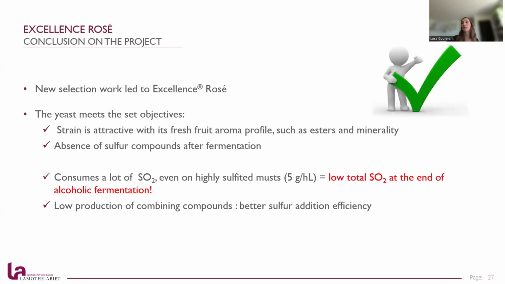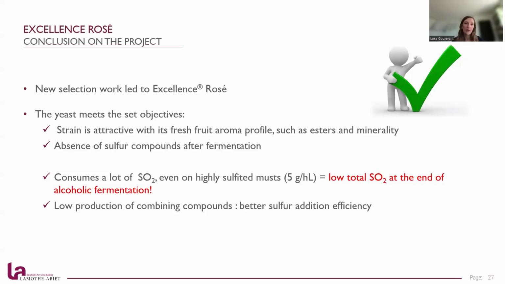So that was a few words to show you that we are working on this kind of subjects where we want to reduce the SO2 on our wines, and using this type of yeast can be helpful. Let's say you still want to add some SO2 on grapes, or you don't want to have any SO2 produced during the fermentation, then the Excellence Rosé can be a good candidate.